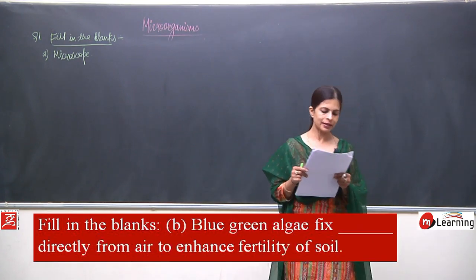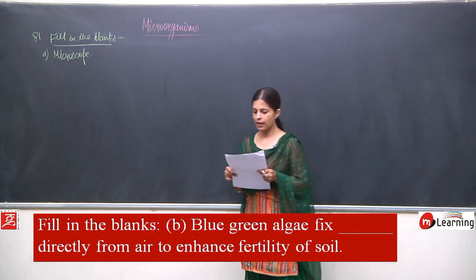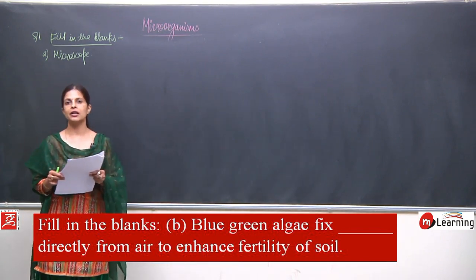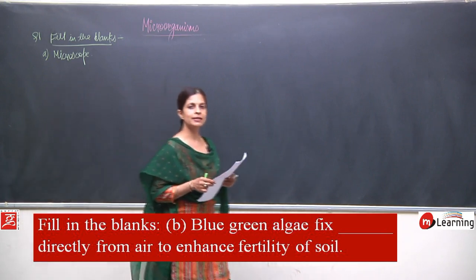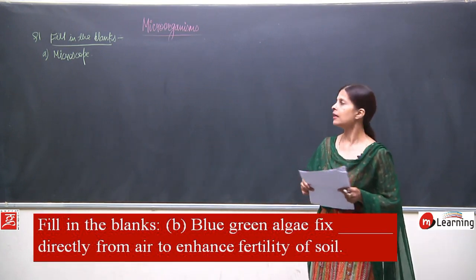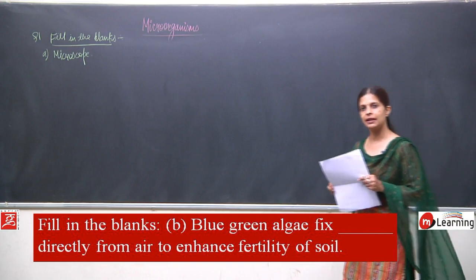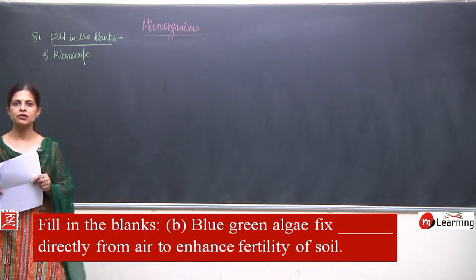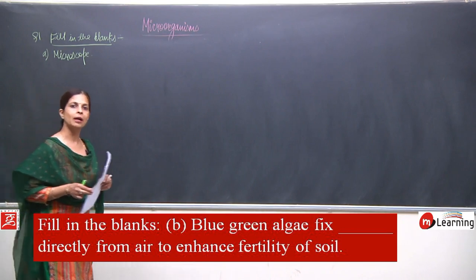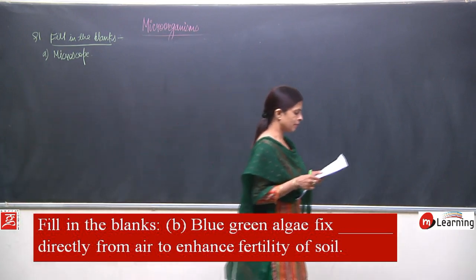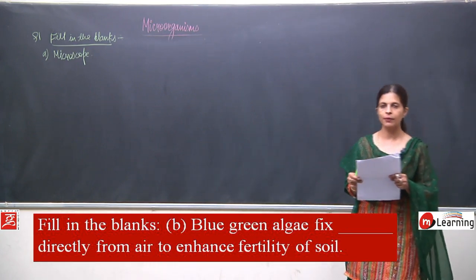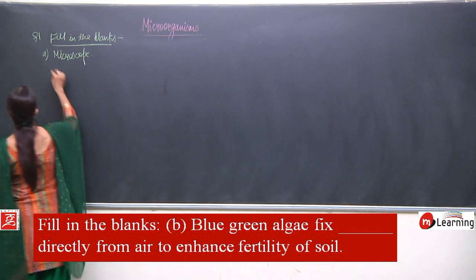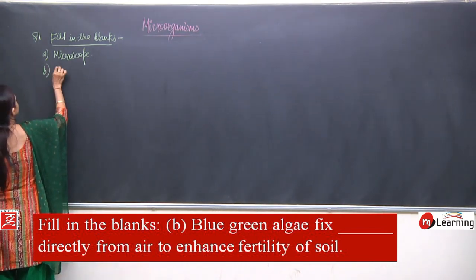Blue green algae fix dash directly from air to enhance the fertility of the soil. We know this, we have discussed it just now while discussing the nitrogen cycle, that there are certain bacteria as well as certain algae, especially blue green algae, which fix nitrogen and convert it into the compounds of nitrogen. So the question is, blue green algae fix dash directly from air to enhance the fertility of soil. So it fixes nitrogen, and so B is nitrogen.